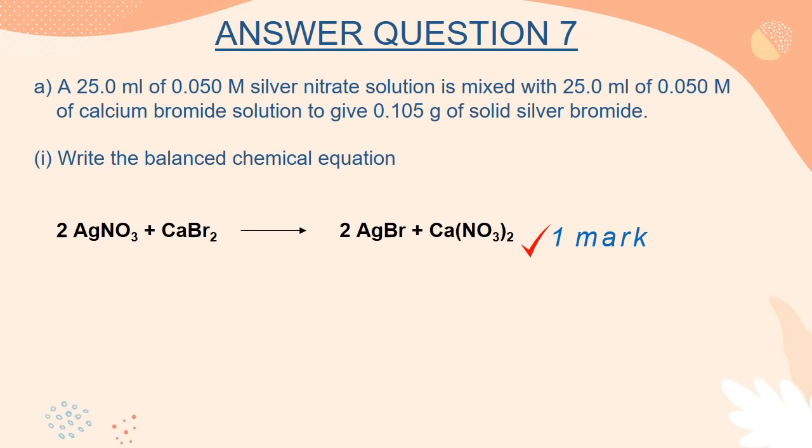So formula molecule for silver nitrate AgNO3 plus calcium bromide CaBr2. Okay, produce silver bromide, so AgBr plus Ca(NO3)2. So this is the balanced equation. 2 mole of silver nitrate react with 1 mole calcium bromide, produce 2 mole silver bromide plus 1 mole calcium nitrate.